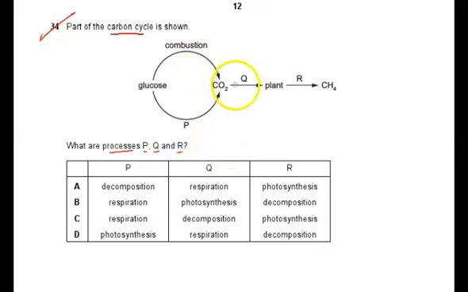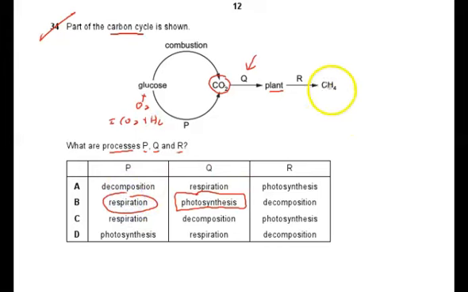So, we will have carbon dioxide used by plants by the process called photosynthesis. So we have only one answer here, photosynthesis. Okay, glucose to carbon dioxide. It is by the respiration process. We will oxidize the glucose with oxygen, and then we will form carbon dioxide plus water. This is respiration. And the R here will be under decomposition. Okay, your answer is B here.